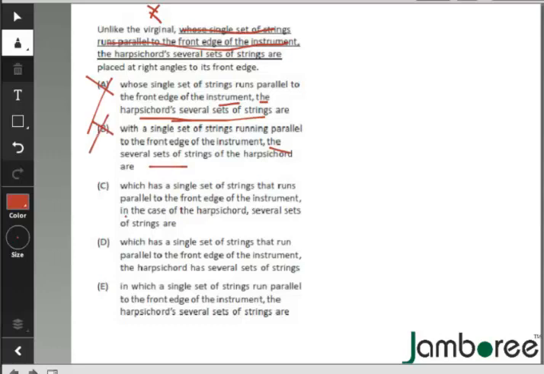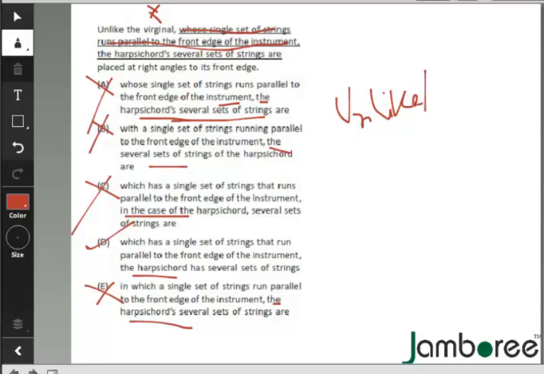Again, in this case, this is a form of redundancy, I'll tell you. The harpsichord, yes, the virginal, the harpsichord, musical instrument. The harpsichord several sets is also not a musical instrument. So D is your correct answer. Now look out for this type of redundancy. When you say unlike or like, you are already comparing. Like, unlike, blah blah blah, you are already comparing, right? So you don't need to have these words, in the case of. So that makes it redundant. Then this in the case of is redundant.